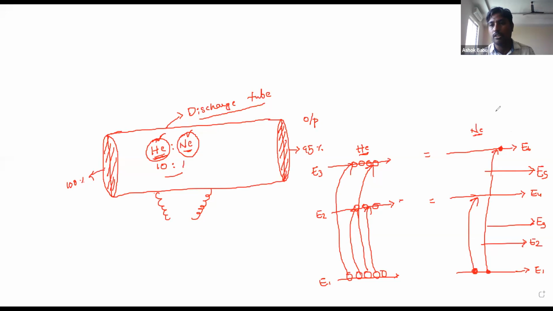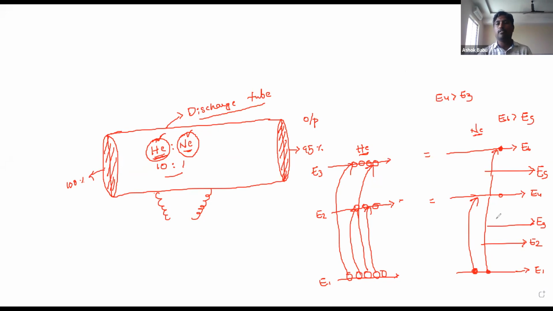At a particular instant, what are we going to observe? E6 has more particles than E5, which means we achieve population inversion between these two. Again, E4 to E3 also, because we are sending the particles from the ground state to E4. At a particular instant, the population inversion occurs between E4 and E3 also. So in two ways we achieve the population inversion.